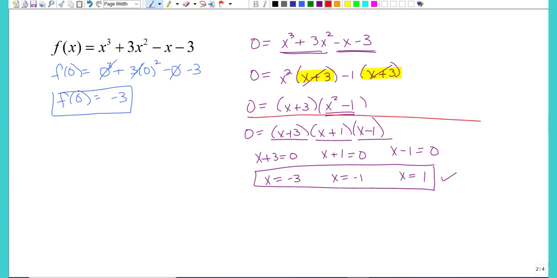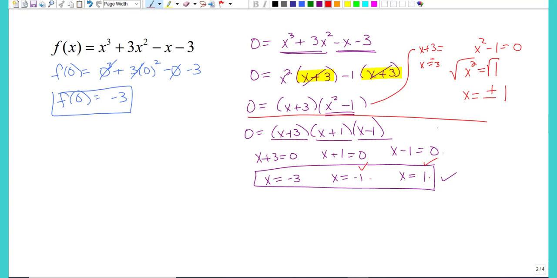What if I had done this and set x plus 3 equal to 0 and still got the negative 3 answer? But if I had x squared minus 1 equal to 0, would I have gotten the same answer? Let's see. I add 1, take the square root, and I get plus or minus 1, negative 1 and positive 1. So either way is correct, just be careful.